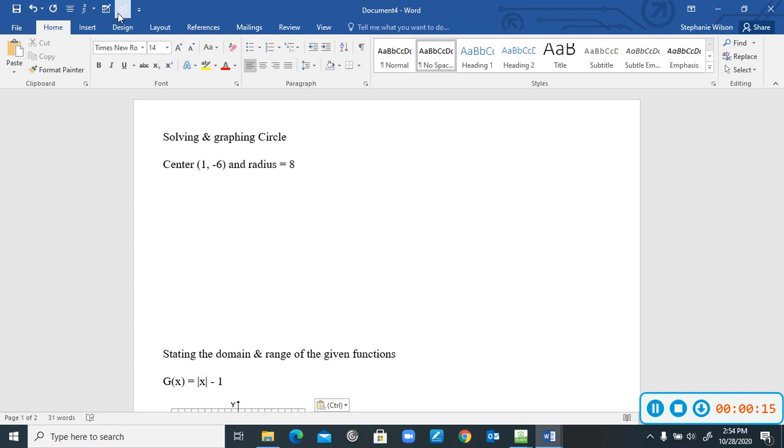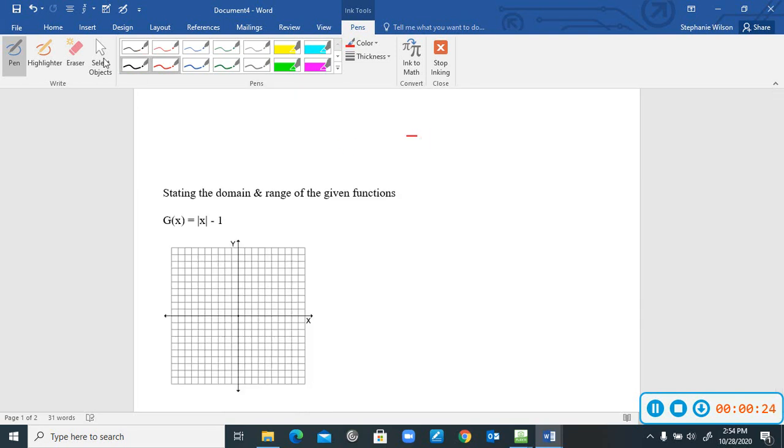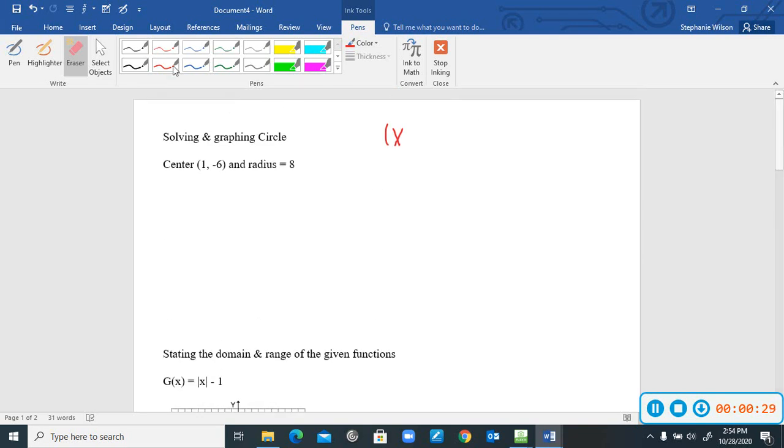The formula for the circle is going to be x minus h, and I apologize, my computer is slowly catching back up. Okay, x minus h squared plus y minus k squared equals r squared. So I'm going to talk just a little bit about it.